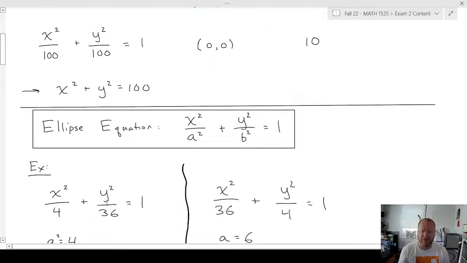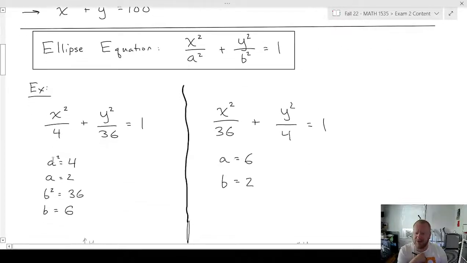So looking at this first one here, I've actually got two versions where the numbers are switched around, but looking at just this one on the left, I've got x squared over 4 plus y squared over 36 is equal to 1. And I want to know what are a and b in this equation. So take a second to think about what you would write down for a and b. And it turns out in this one that since a squared, this number here, is 4, a is 2, and b is 6. And just the opposite over here.